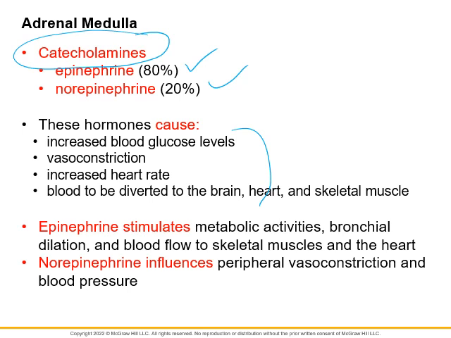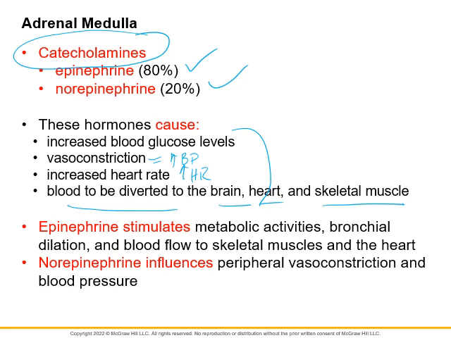We can see an increase in blood glucose. We have vasoconstriction, so the smooth muscle in the blood vessels is constricting, causing increased blood pressure. We're going to see increased heart rate. And we're going to see that blood is being diverted to the brain, the heart, and the skeletal muscles. We'll talk a little bit more about capillaries and how that can happen in the next unit.